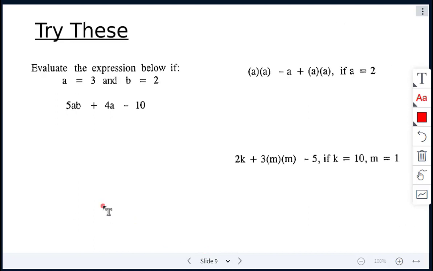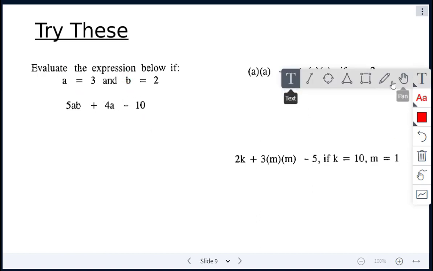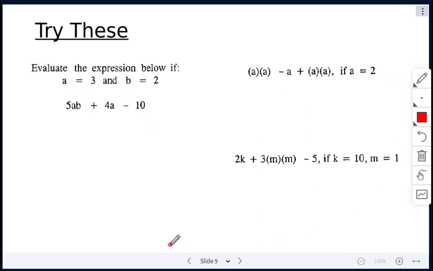So let's take a look at evaluating this expression. And this time there's two variables. We have a and we have b. All right, so two variables this time. We have 5ab plus 4a minus 10. So the first step here is to substitute. We know that a is equal to 3. So we are going to be using brackets. So 5 times 3 times the b, which is 2.